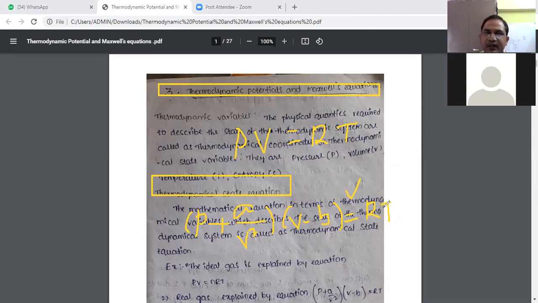In this equation, again, P is pressure, V is volume, T is absolute temperature, R is the universal gas constant, and A and B are van der Waals constants. So what I'm saying here is, a mathematical equation which explains the state of a thermodynamic system is called the thermodynamic state equation.